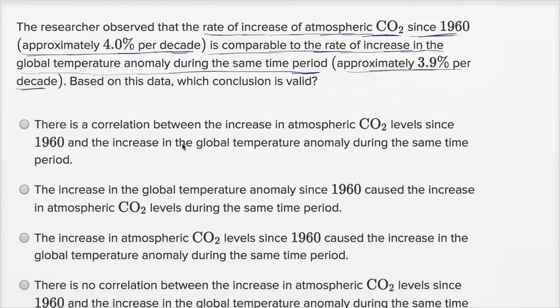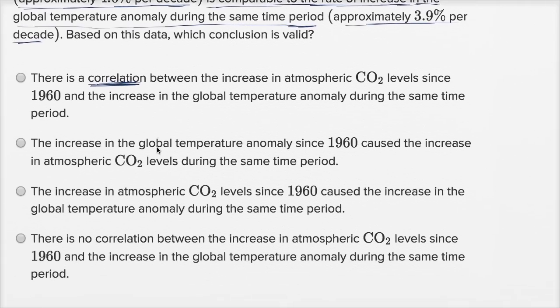It doesn't mean that necessarily the CO2 levels are causing the temperature to increase or that the temperature increase is causing the CO2 levels to increase. It's just saying that, look, over this time, we're seeing that these two things are moving together, which is what correlation is talking about. How much do these data points move together? So I'm liking this one. Actually, let me read all of them before I pick that choice.